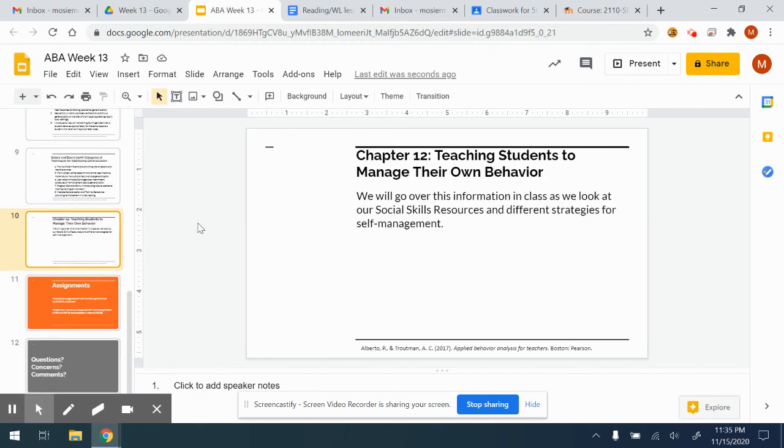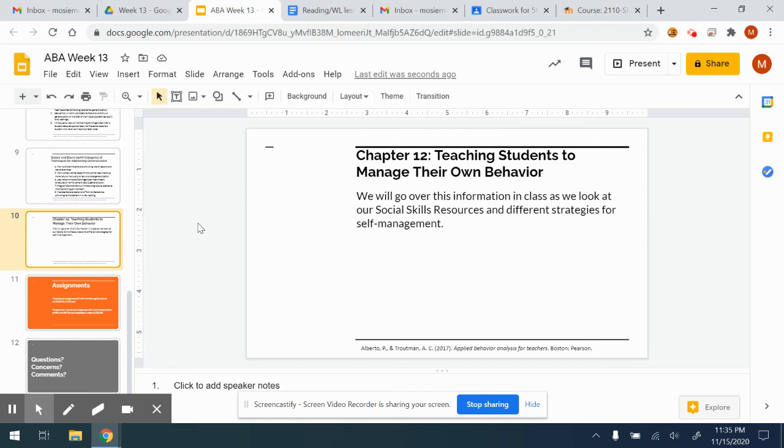As far as chapter 12 goes, the notes for this we're actually going to go over in class. So when you're in class tonight, we'll go over that portion of the PowerPoint. Since I am bringing some social skills resources and we're going to talk about different strategies for teaching the replacement or alternative skill as well as self-management, I thought it would be best to go over those at the same time. So we'll do that in class.